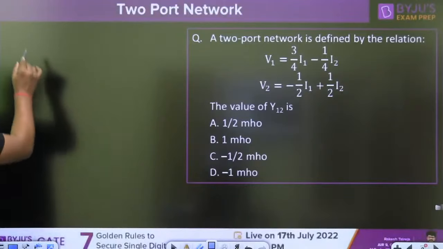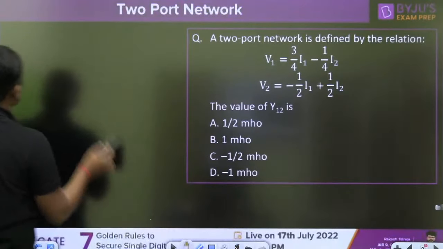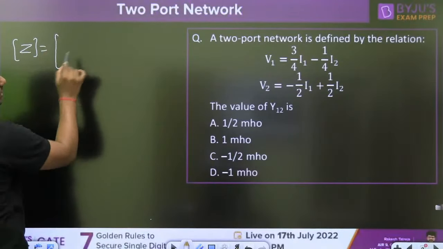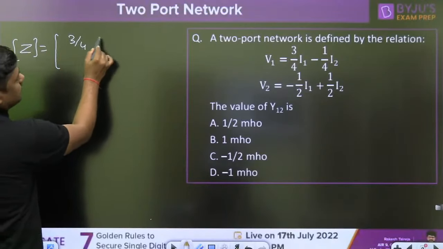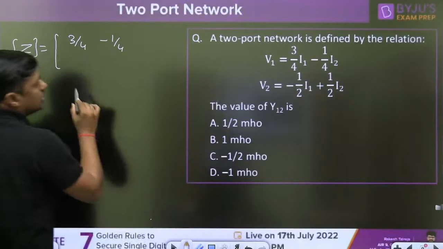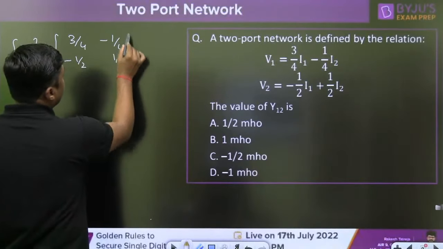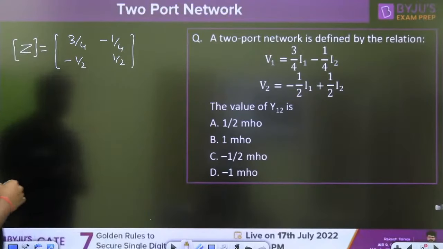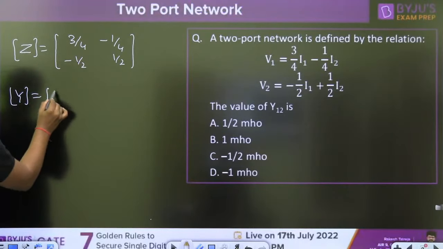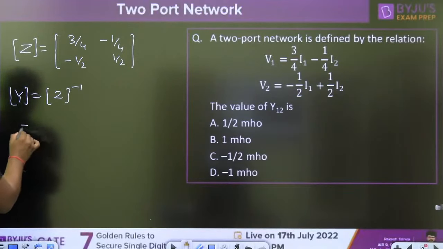If the Z parameter is given, you can directly find Z. What are the Z parameters? 3 by 4, minus 1 by 4. This is the Z11 I1 plus Z12 I2, minus 1 by 2 and 1 by 2. These are the Z parameters. What is the Y parameters? Inverse of this. So what is the inverse?